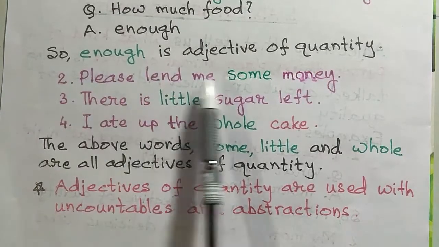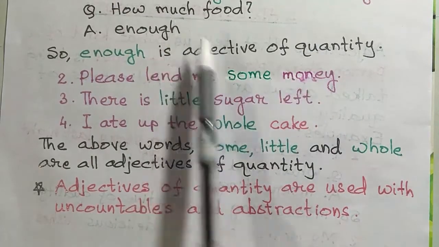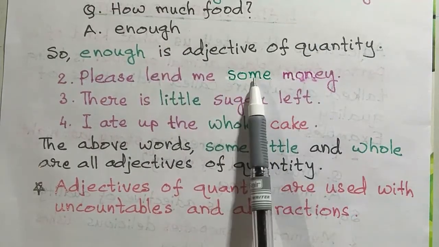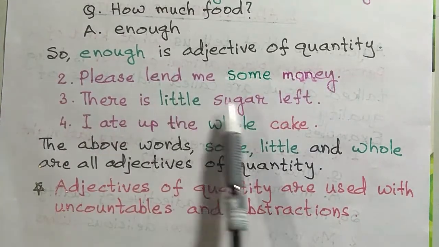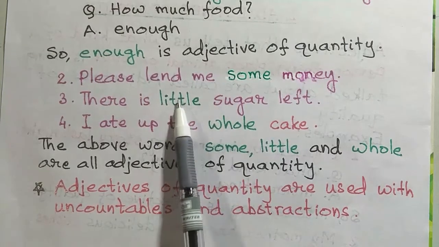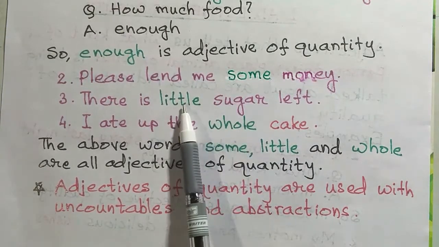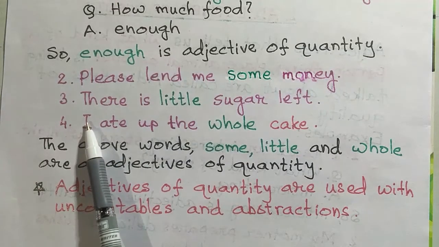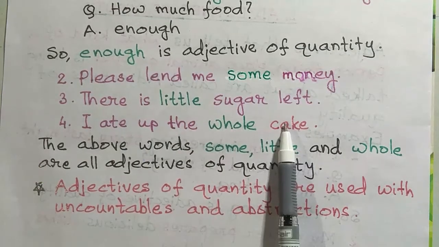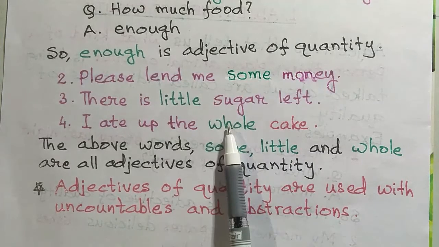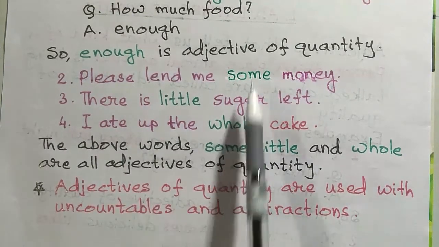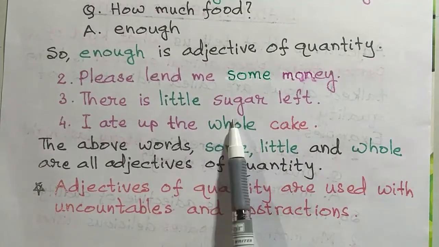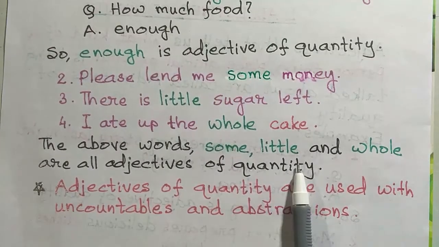Number 2. Please lend me some money. How much money? Some money. Therefore some is adjective of quantity here. Number 3. There is little sugar left. How much sugar? Little sugar. So little is adjective of quantity here. Next, I ate up the whole cake. How much cake? Whole, complete. So whole is adjective of quantity here. The above words some, little and whole are all adjectives of quantity.